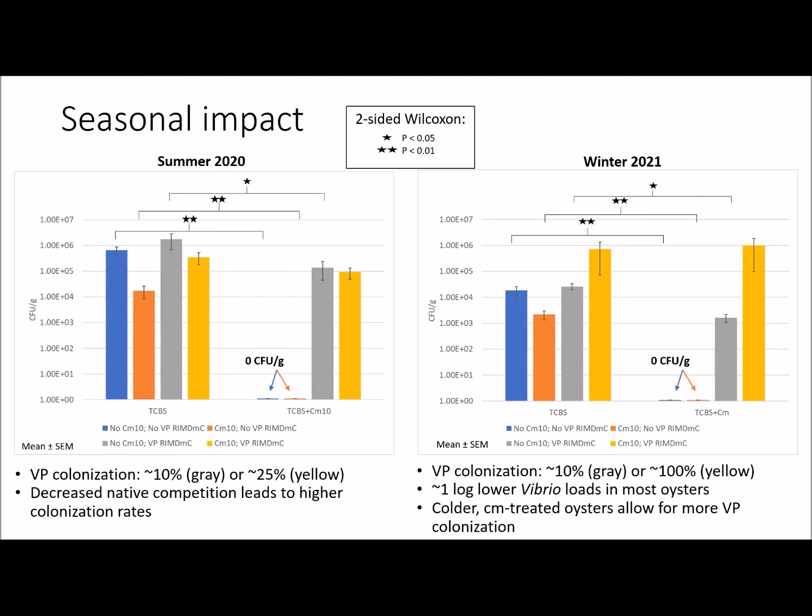So from this, we can see that not only does the colder weather reduce overall Vibrio loads in the oysters, but it also leads to more efficient colonization by our strain of Vibrio when these oysters are treated with chloramphenicol. So this is going to be really important for us moving forward because our plan is to submit samples for microscopy. We want to make sure that we are getting oysters that have the highest colonization rates by Vibrio. And I'll go into more detail in my future directions.